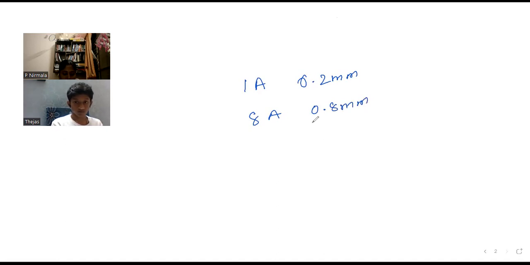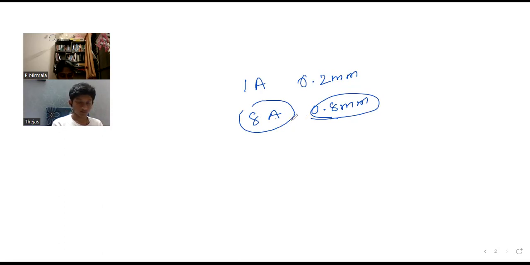So the thickness of the fuse wire depends upon its current rating. This is the thickness. It depends upon the current rating. So the higher the current rating, the thickness increases. If the thickness is higher, its current rating is high.